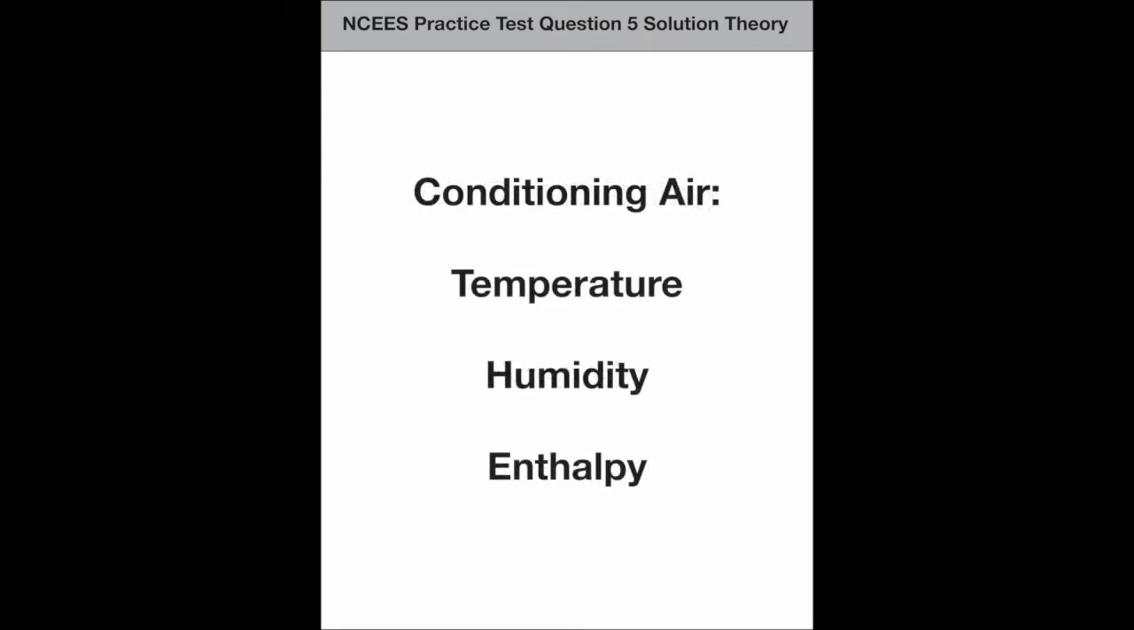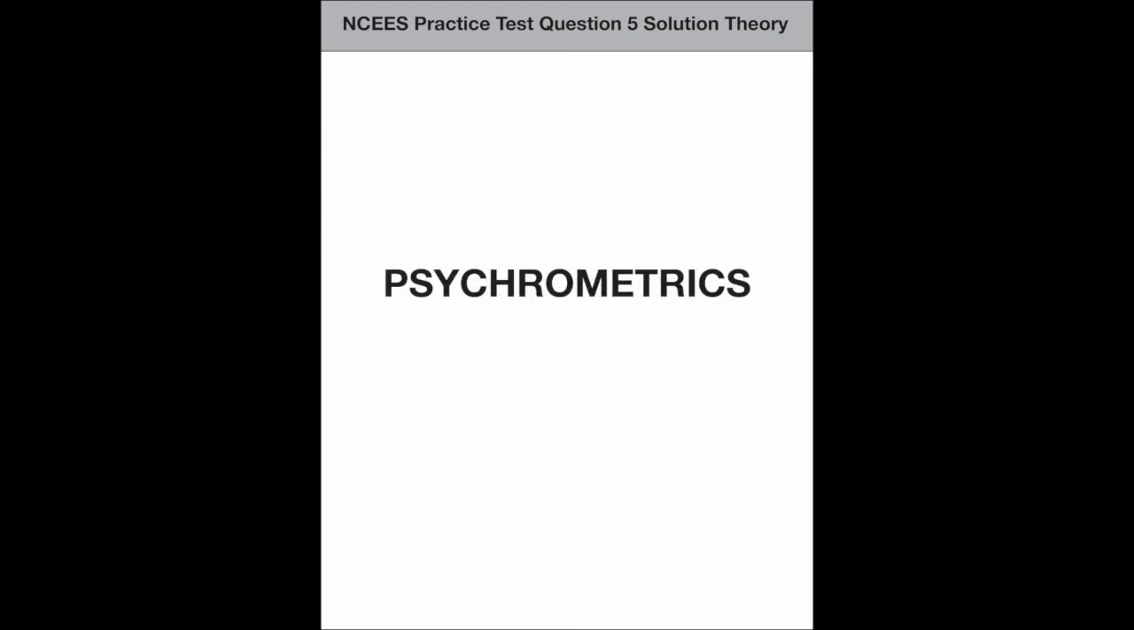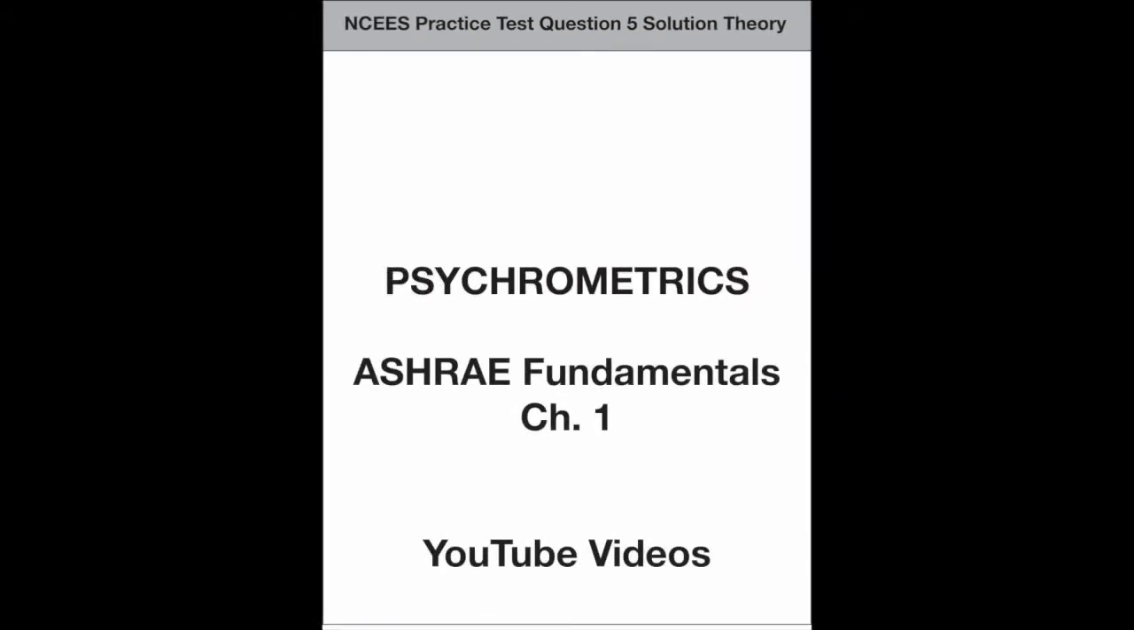Conditioning air's temperature, humidity, or enthalpy strongly indicates psychrometrics. If this is unclear to you, then you don't understand psychrometric charts. There are many resources explaining these charts in depth, from ASHRAE Fundamentals Chapter 1 to YouTube videos.